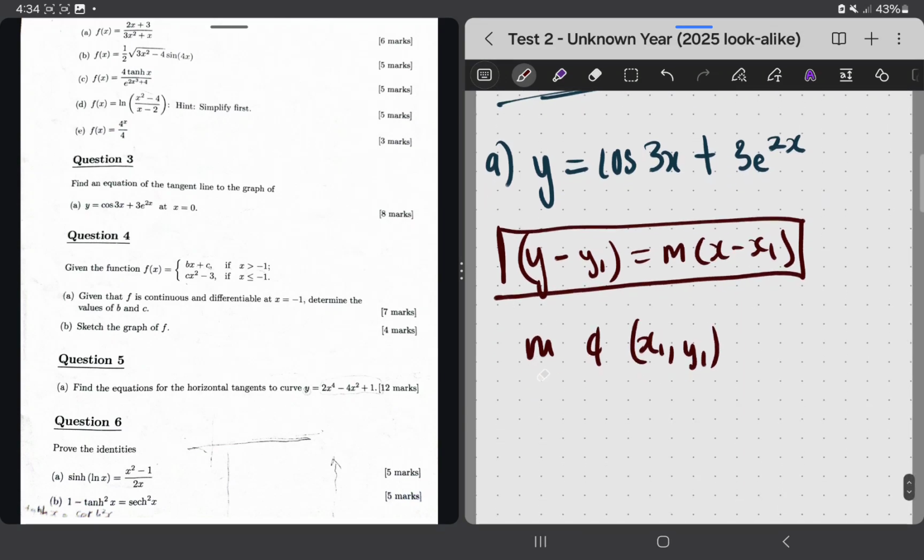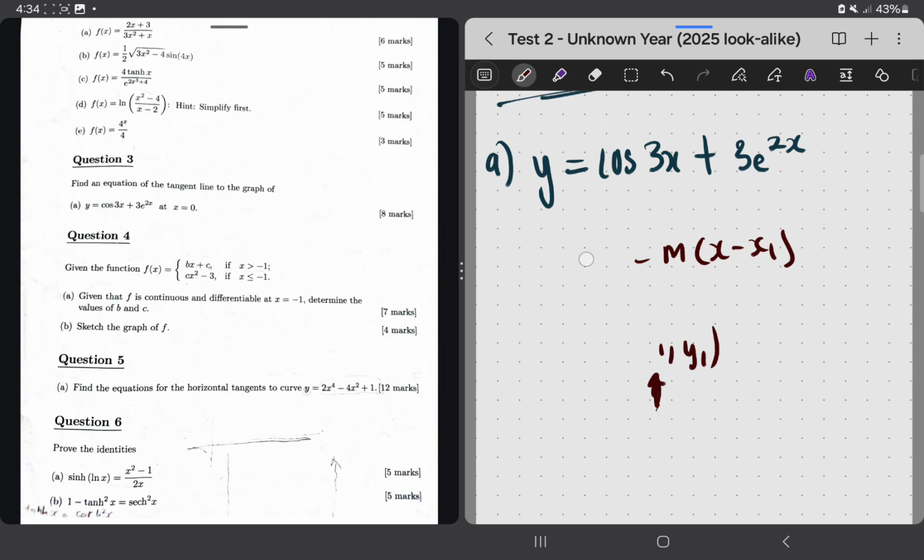M is the gradient, and how do you find it? You differentiate, then you put the x value. Then x1, y1, how do you find it? You're going to put x1 into this original equation. X is the point where you are, it's the x value. Then you're going to get the y value, and you'll have the complete point of where you are. And then you can now use that, and you'll be done. So it's so easy. Differentiate, put the x value, you would have found m. Then put the x value in the original function, you'll find y.